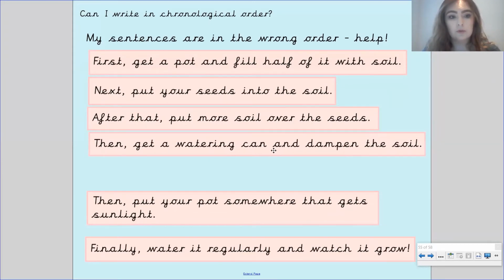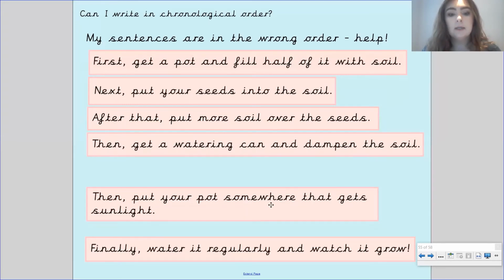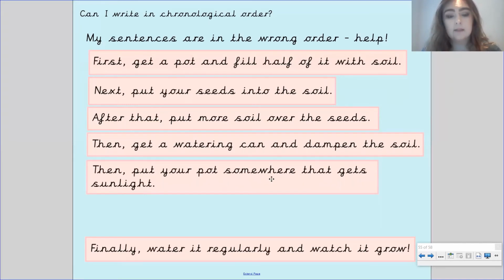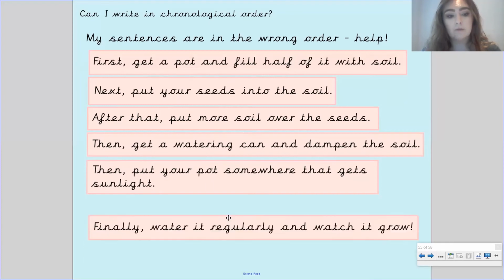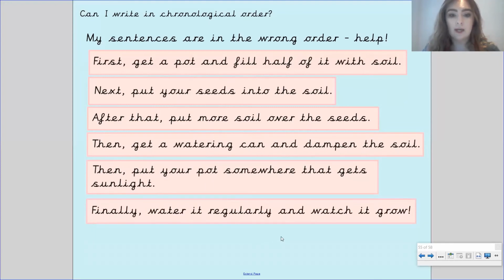We need to put water on the soil because plants need water in order to grow. Then I'd put my pot in sunlight, because I've done the hard stuff of putting the seeds in, putting the soil in and watering, dampening the soil. So then I'm going to put it somewhere where it gets sunlight, because again, plants need sunlight to grow. And then I've got my finally, water it regularly and watch it grow.